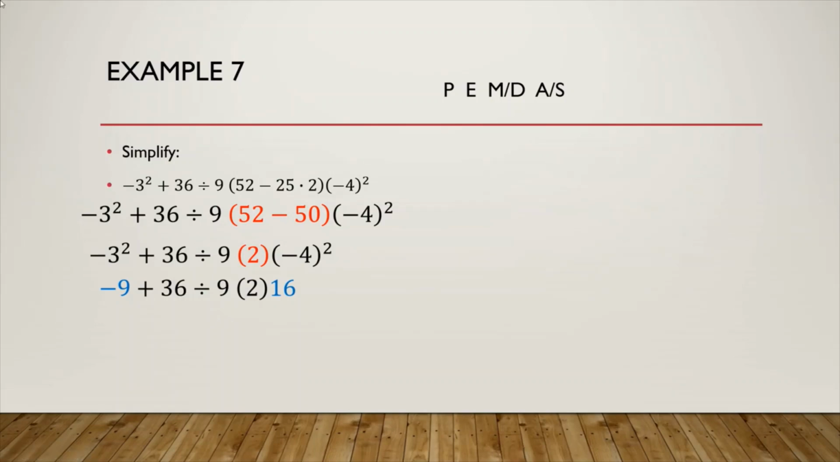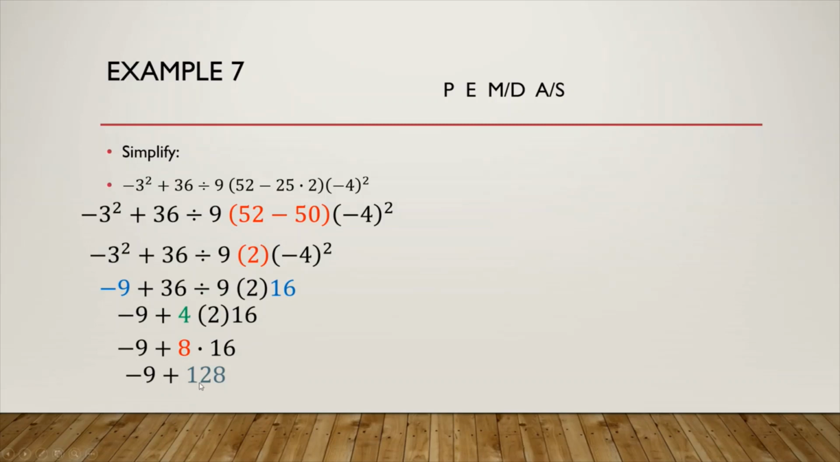So then you want to do multiplication or division from left to right. So I'm going to do 36 divided by 9, which is 4. And then 4 times 2. This is all multiplication, so I can actually switch the order, but I'm going to do it kind of rigidly. So 4 times 2 is 8, times 16. 8 times 16 is 128.